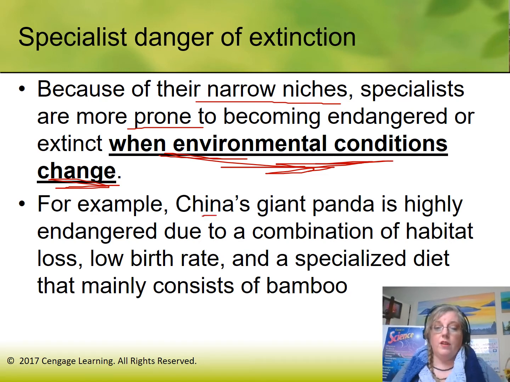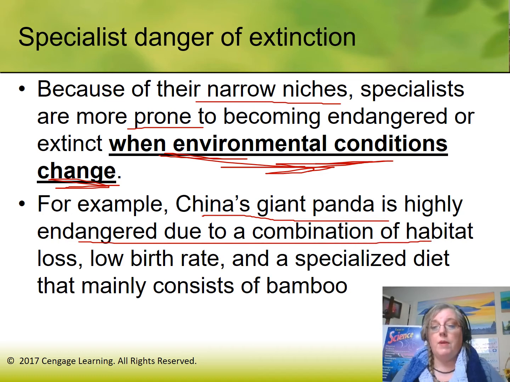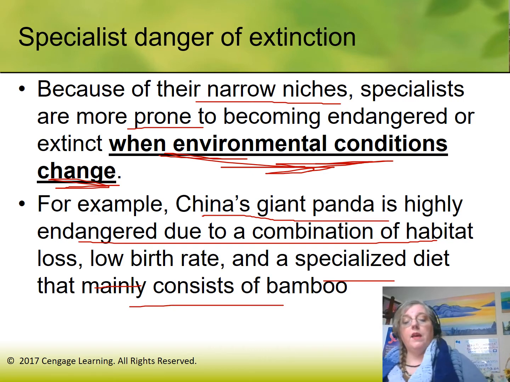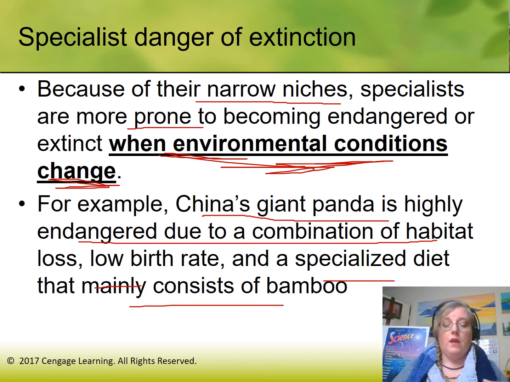All right, the giant panda is highly endangered due to the combination of habitat loss and low birth rate and the specialized diet of mainly bamboo. Now, because they are such a specialist, when they lost their bamboo forest, they couldn't eat anything else, and the bamboo forest is gone and they started becoming extinct.